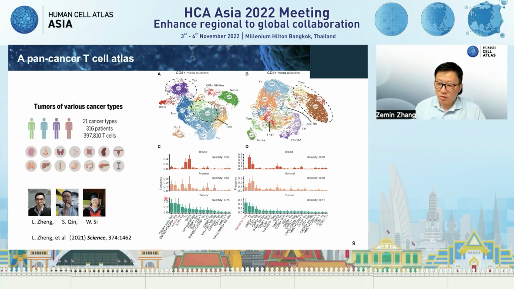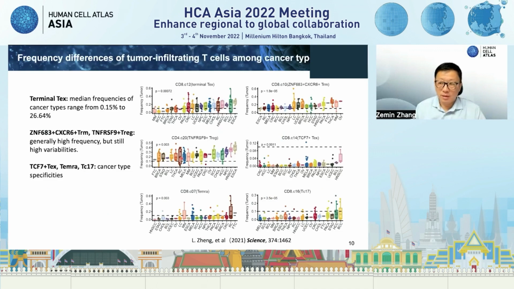Skipping all the technical details, we obtained a total of 41 metaclusters, and each of these metaclusters has its unique distribution properties in tumor and adjacent normal tissue. It is obvious that both exhausted T cells and the activated Tregs have very high abundance in tumors, but low elsewhere, including adjacent normal tissue and blood. We found that there is a large variation of T cell subtype abundance. Here are just a few examples.